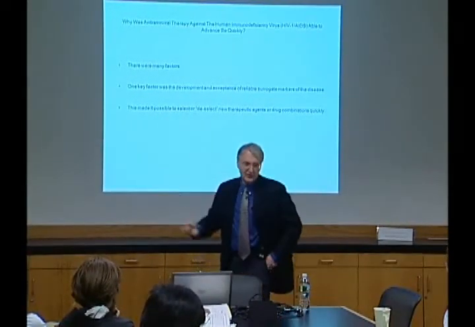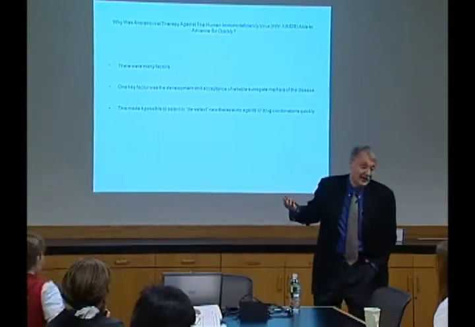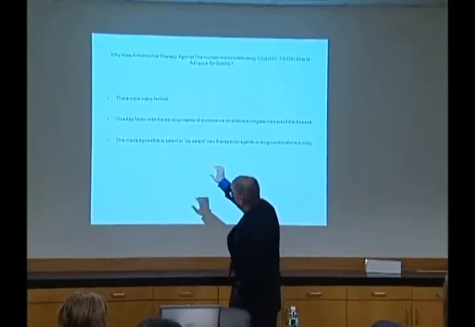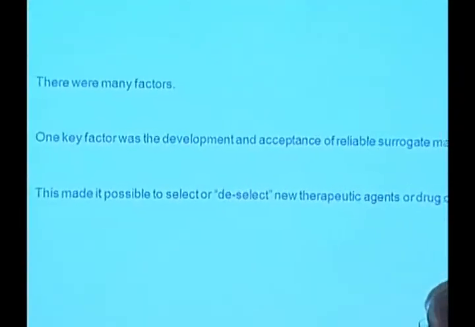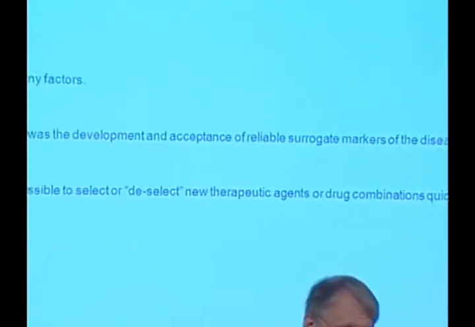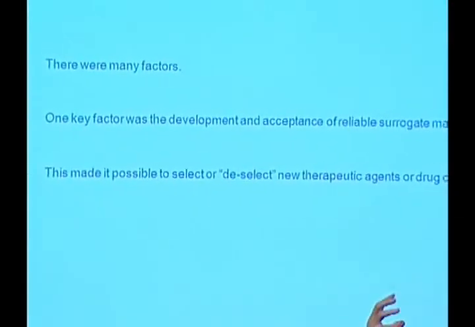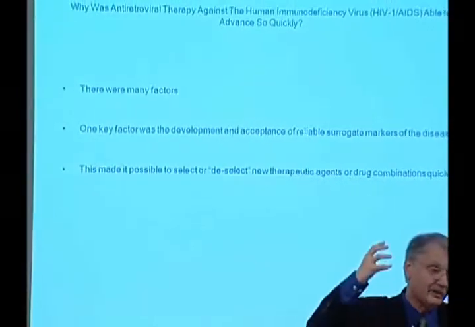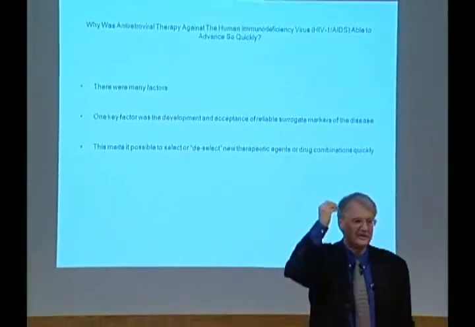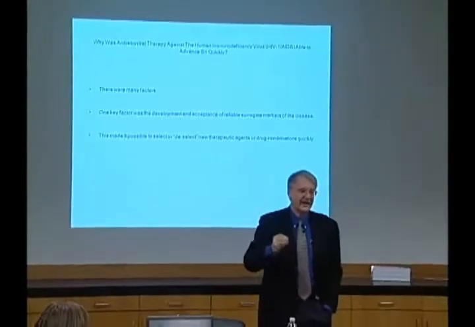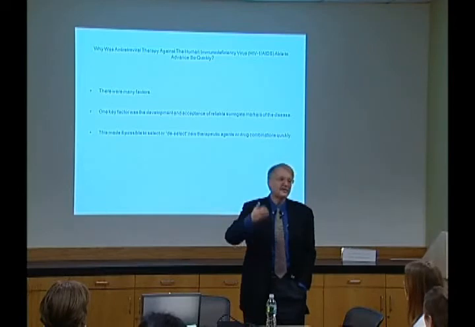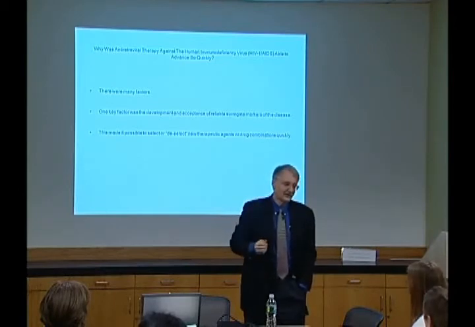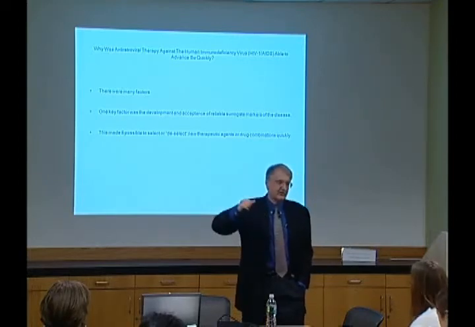Okay, so why did this work? Is this a positive example? What happened here? Well, for one thing, there are a lot of factors. I won't cover them all, but one key factor was the development and acceptance of reliable surrogate markers. Viral RNA by RT-PCR, by polymerase chain reaction, became a surrogate marker, became accepted, and it became possible to develop new drugs or drug combinations and see very quickly if you're making progress or not. And therefore, if you weren't, you could abandon a regimen, deselect, as they say, euthanize the drug, and go on to other drugs. But you also could approve the drug quickly if it had surrogate markers related to viral RNA.